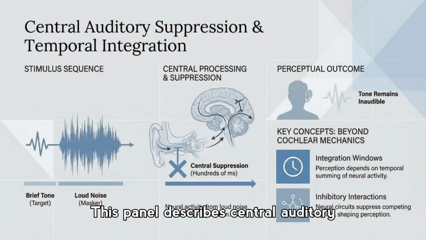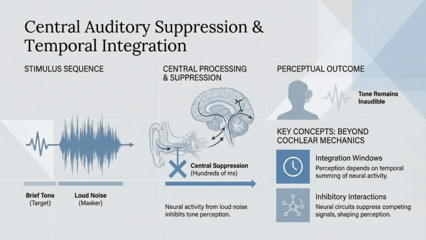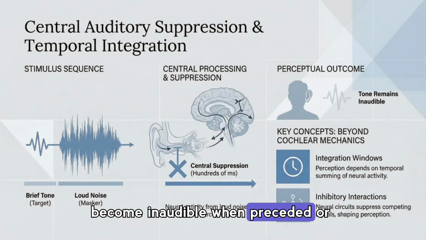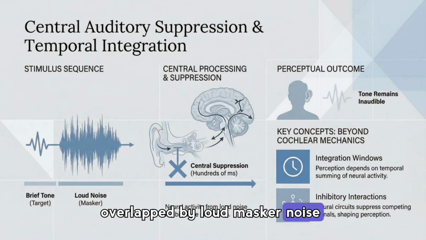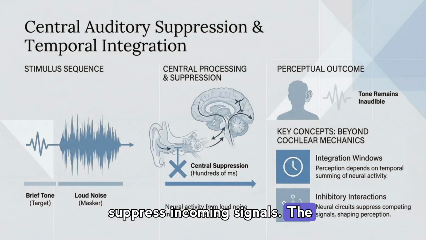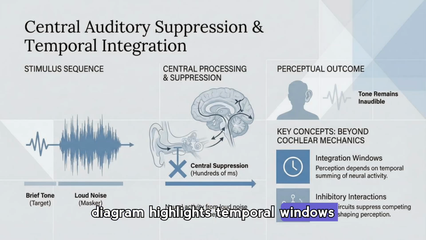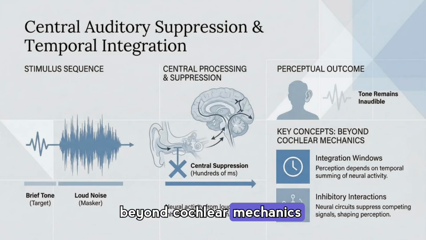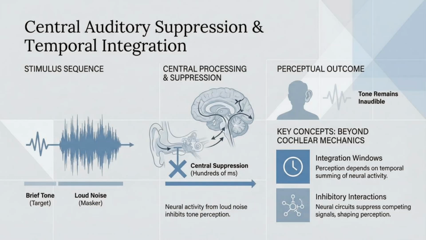This panel describes central auditory suppression and temporal integration. A brief target tone can become inaudible when preceded or overlapped by loud masker noise because central circuits transiently suppress incoming signals. The diagram highlights temporal windows and inhibitory interactions that shape perception, showing that neural summation and suppression beyond cochlear mechanics determine whether a sound reaches awareness.